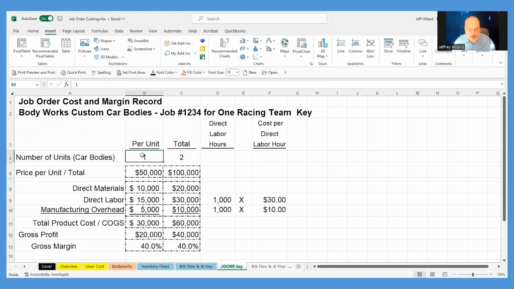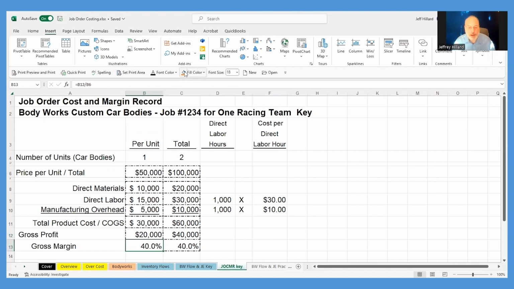We're always using the per unit as our first column. So our revenue is $50,000. That's how much we're selling it for. Our direct labor, direct materials, manufacturing or factory overhead, we total that off. Our gross profit, we made $20,000 on this one job, which is 40%.